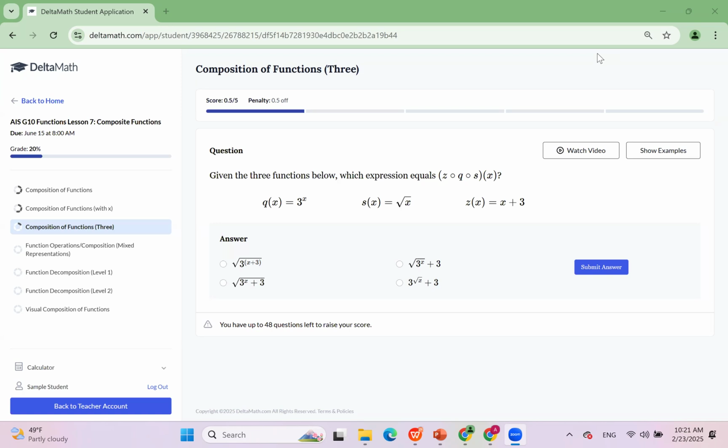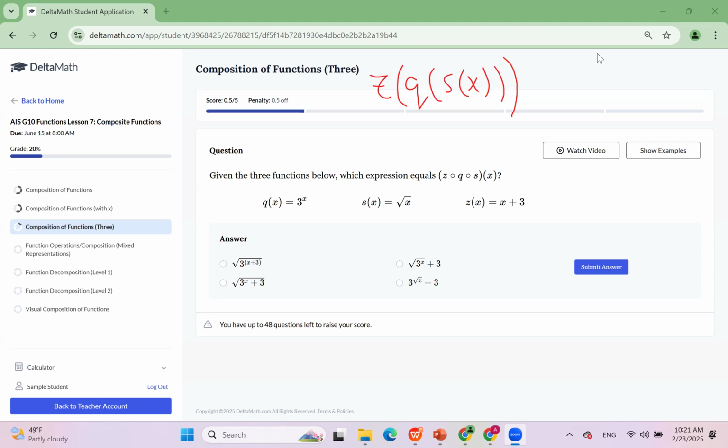So in this question here, we're told given the three functions below, which expression equals z of q of s of x. So there's an alternative way of writing this. We can write it as z of q of s of x. And we want to figure out what this expression is equivalent to.